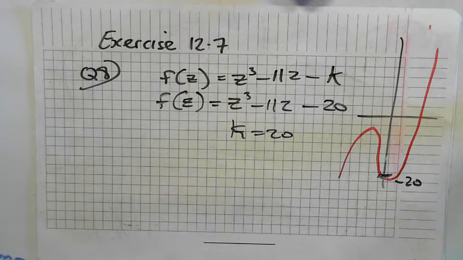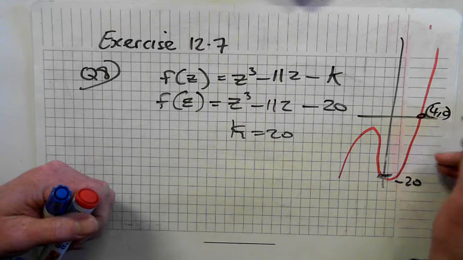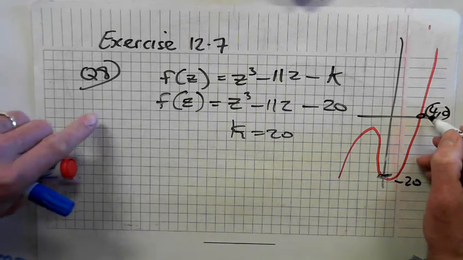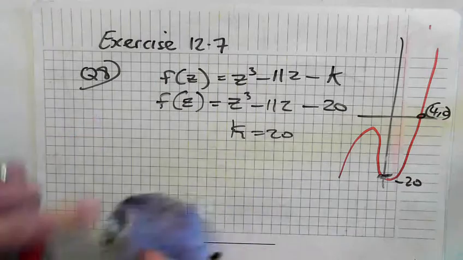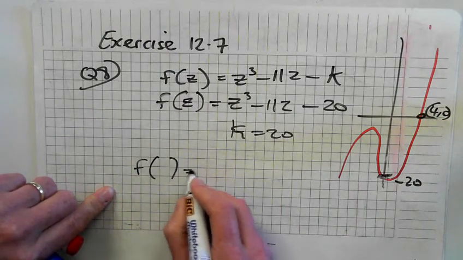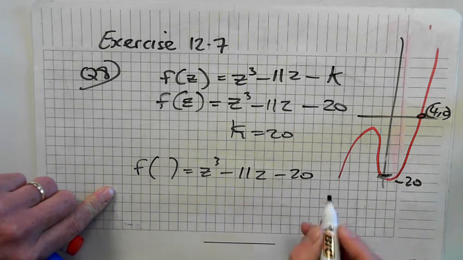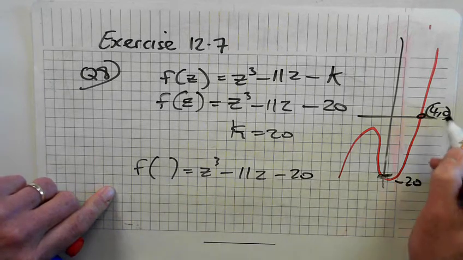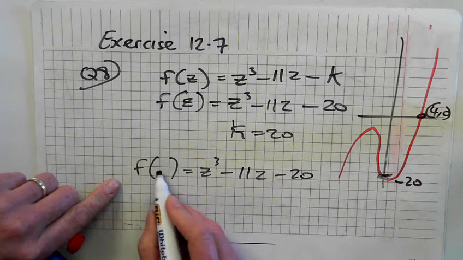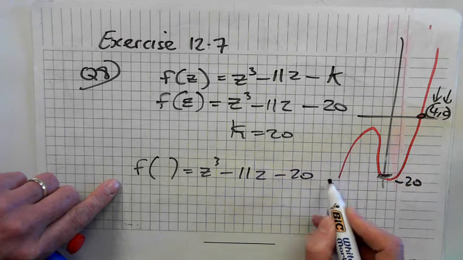Verify the coordinates of the x-intercept are (4, 0). Alright, so up here, that's the x-intercept, that's (4, 0). How do you verify that that is correct? You take your formula, and if I put in 4 for z, what should I get out? This side should be equal to 0.